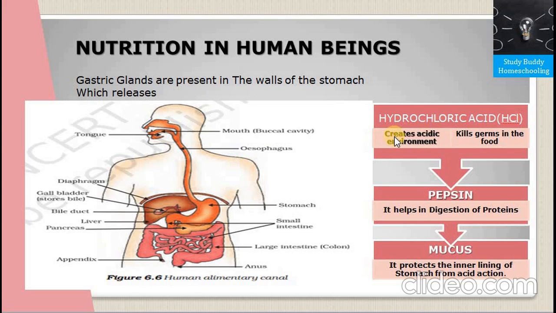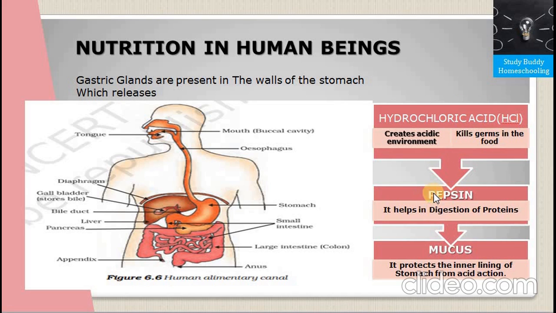Hydrochloric acid creates acidic environment. It's acid, right? So naturally it's going to create an acidic environment. Why is this acidic environment important? This acidic environment is important because pepsin, another enzyme which helps in the digestion of proteins, gets activated only in the acidic environment. So it's very important that acidity levels are maintained in the stomach for better digestion. Not only in maintaining the acidic environment, this HCl also kills any germs which are present in the food.